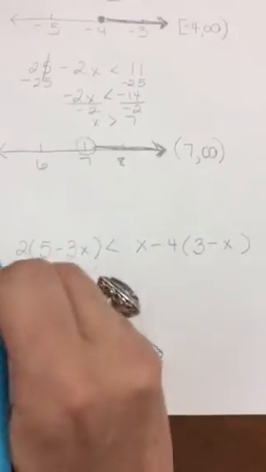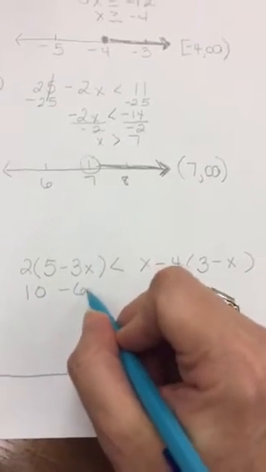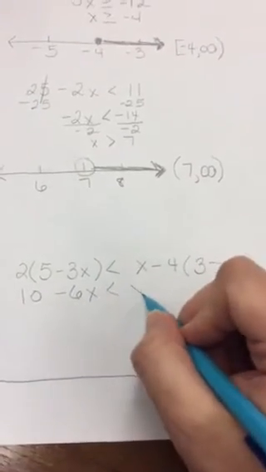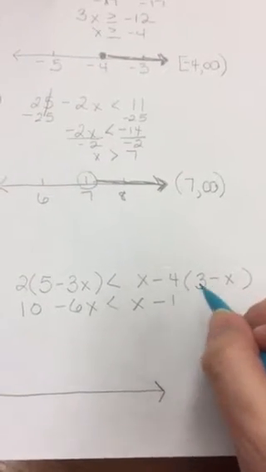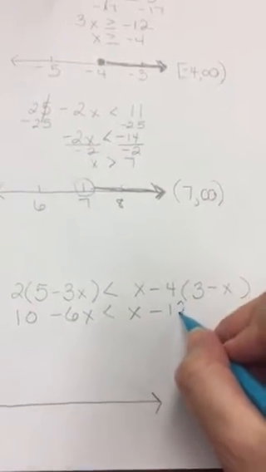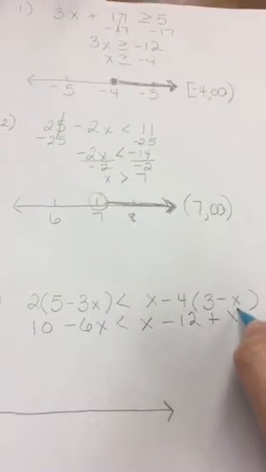Okay, and for this example, the first thing I'm going to do is, of course, distribute. Going slowly to make sure I don't miss any signs or do anything dumb like 4 times 3 is 7 and not 12 or something like that. Negative times negative is going to be a positive.